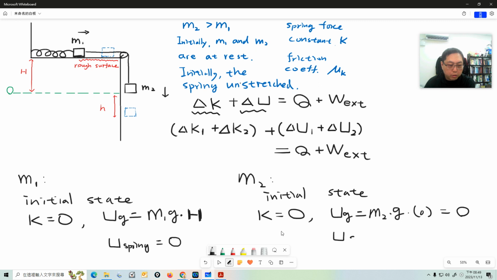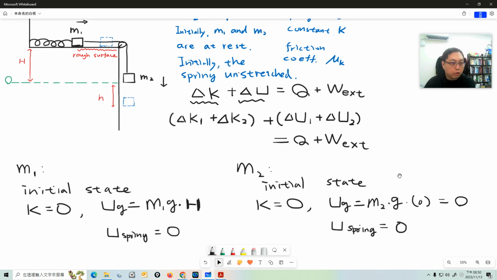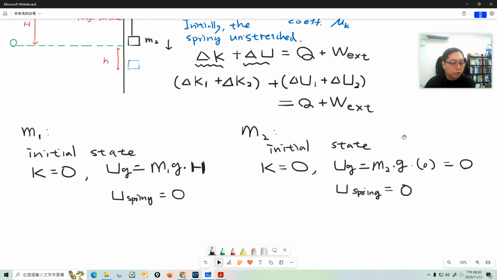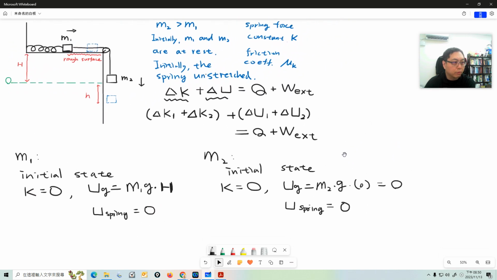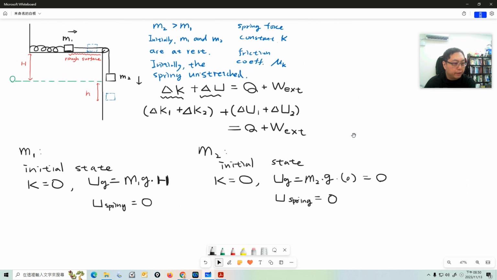And what's the elastic potential energy of M2? Because M2 does not attach to any spring, it doesn't have elastic potential energy, so it's also 0. Okay, that's for the initial state. And then we go to the final state. Should we zoom in? I should zoom in one moment. Okay, so at the final state.